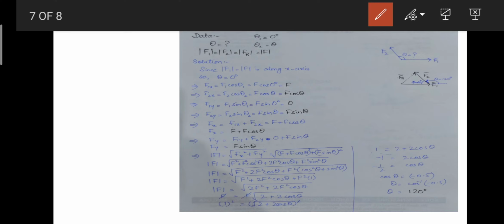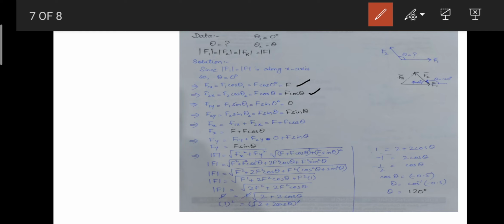And now using the same condition, F1 is equal to F and F2 is also equal to F, and for F1 we have theta equals 0 degrees, so F1x equals F1 cos theta 1, and the value of F1 is F, the value of theta 1 is 0 degrees, so the answer would be F. Now for F2x, the value of F2 is again F, and the value of theta 2 is not known, so I'm going to put theta, so this value comes out to be F cos theta. Now F1y is equal to F1 sin theta 1, which is equal to F sin 0 degrees.